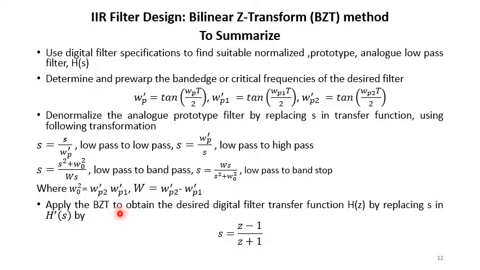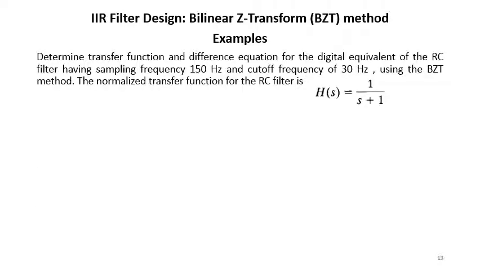Now to obtain the digital filter function, that is H of Z, we'll simply replace S by S equals Z minus 1 over Z plus 1. So I hope that's quite straightforward and you can easily do it. So to get the idea of how we'll be using these steps, let's have some numerical examples so that we have a clearer understanding of how to use these.